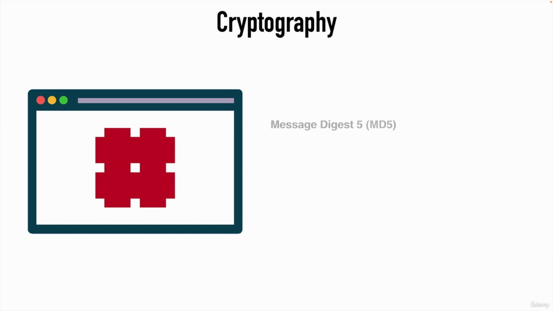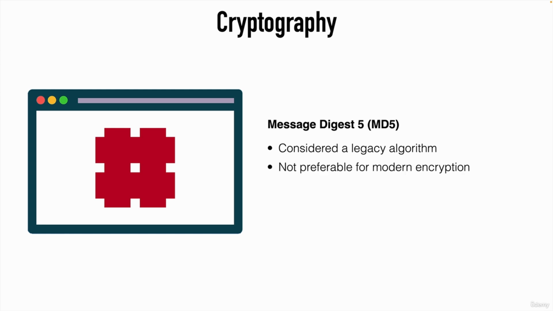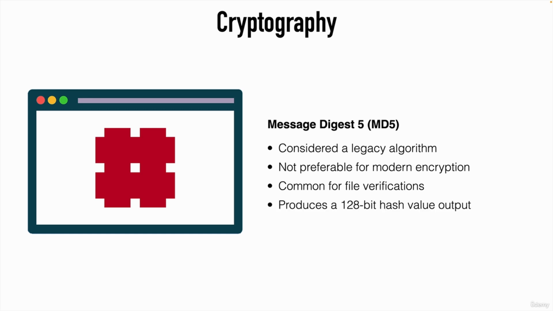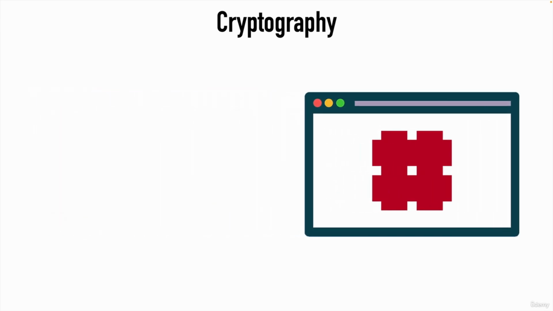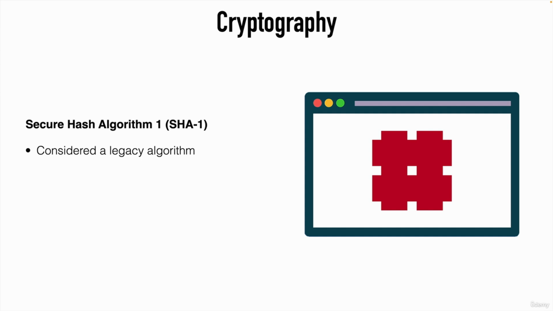First, we have MD5, Message Digest 5. This is considered to be a legacy algorithm, and it's not preferable for advanced modern encryption applications, although this is still commonly used for standard file verifications. MD5 produces a 128-bit hash value output. By the way, we also commonly refer to these hash value outputs as message digests, just like the name of this particular function. Next, we have Secure Hash Algorithm 1 or SHA-1.